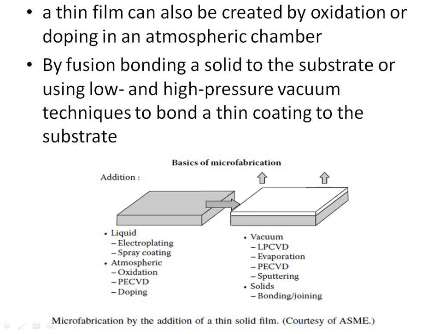Examples of microfabrication by addition are: in liquid state, electroplating, spray coating; in atmospheric state, oxidation, PECVD, doping; in vacuum state, LPCVD, evaporation, PECVD, sputtering; in solid state, bonding or joining.